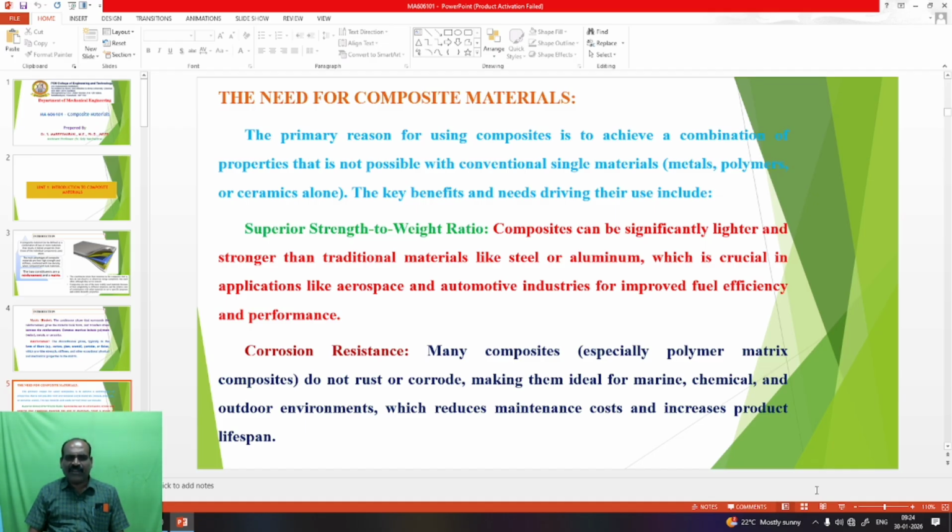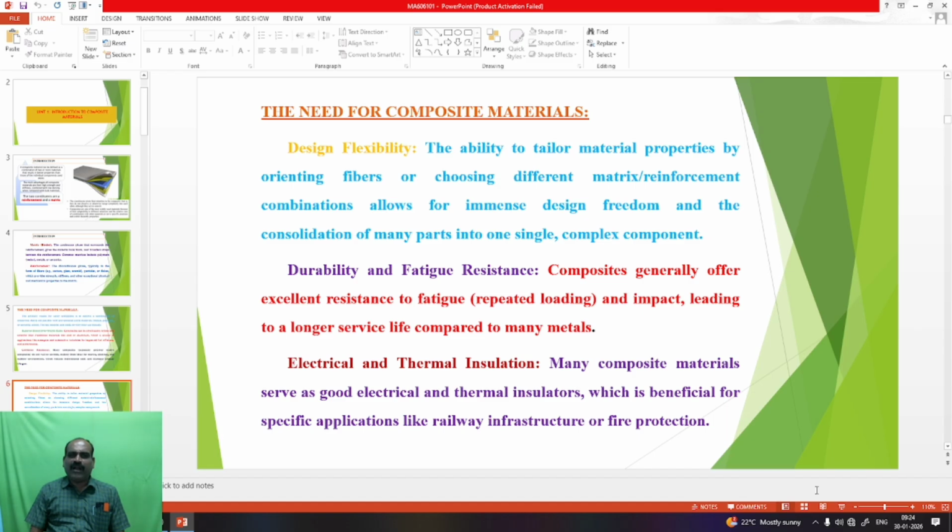Composite materials have good corrosion resistance, they do not rust or corrode, making them ideal for marine, chemical and outdoor environments, which reduces maintenance cost and increases product lifespan. And design flexibility. Composite materials have the ability to tailor material properties by orienting fibers or choosing different matrix reinforcement combinations, which allows for immense design freedom and the consolidation of many parts into one single complex component.